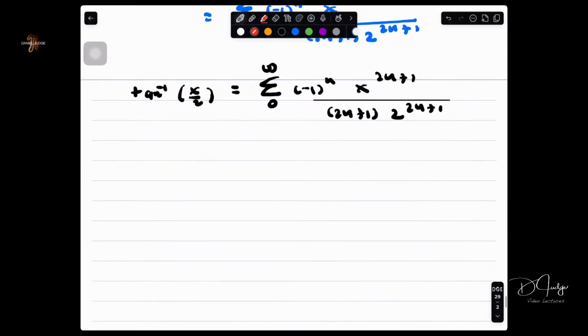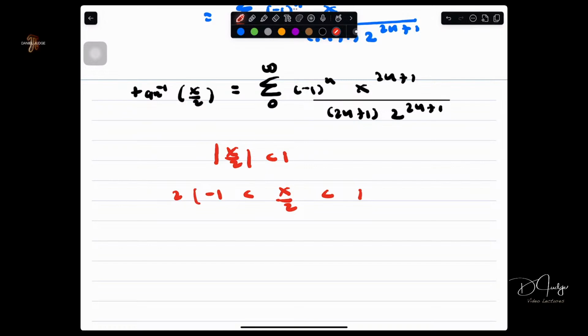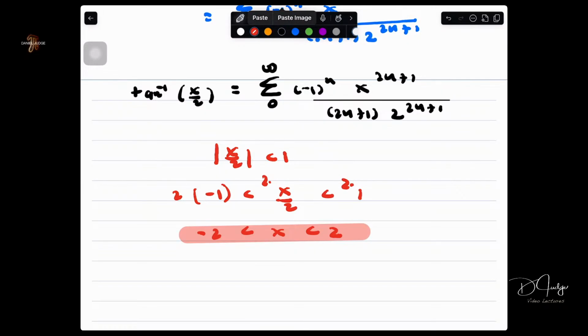So we can apply that again by saying -1 is less than x over 2, which is less than +1. This time, we multiply the left by 2, the middle by 2, and the right by 2, getting -2 less than x less than +2. Here's our interval of convergence. And now we have an additional power series expansion here.